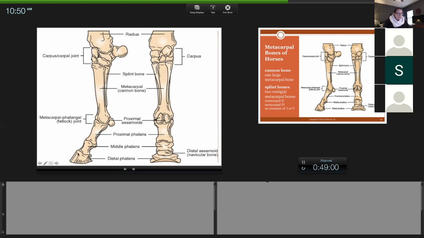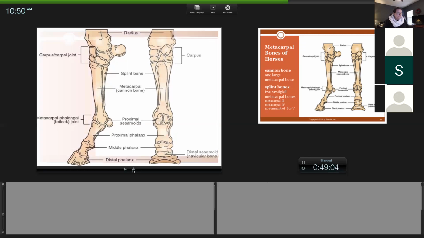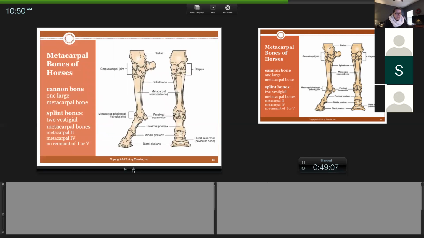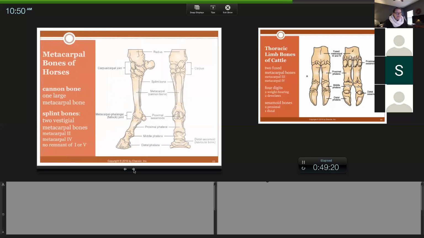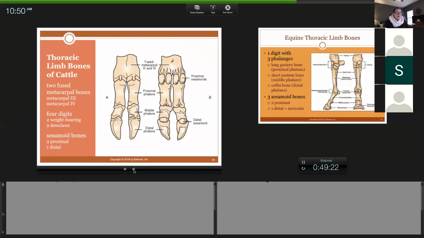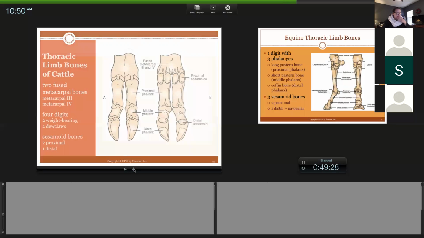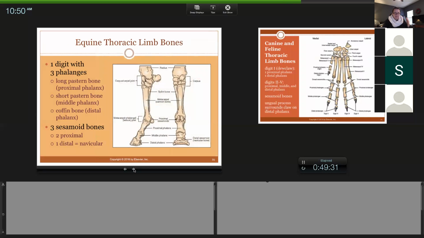Now, I'm going to get into these bones later, but it shows you here that the cannon is 1 large metacarpal, and then metacarpal 2 and 4. So the horse only has metacarpal 3. You don't need to know the cattle. They are technically 2, so they're a little bit different as well. I just want to do horse, dog, cat.